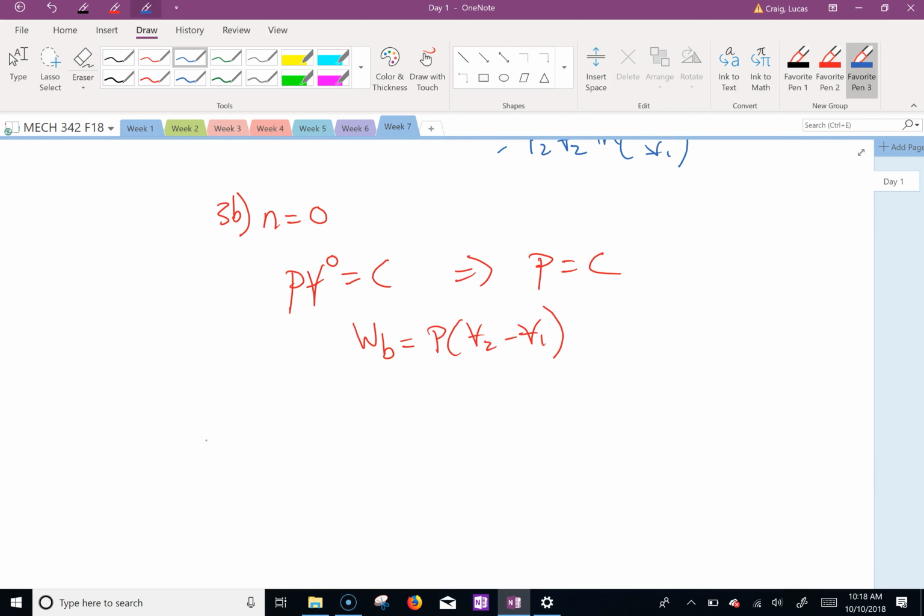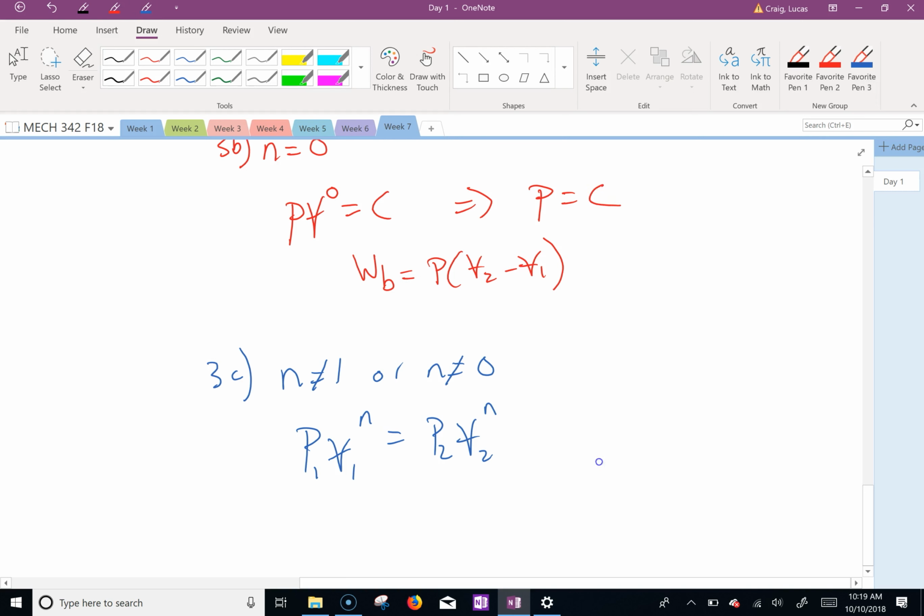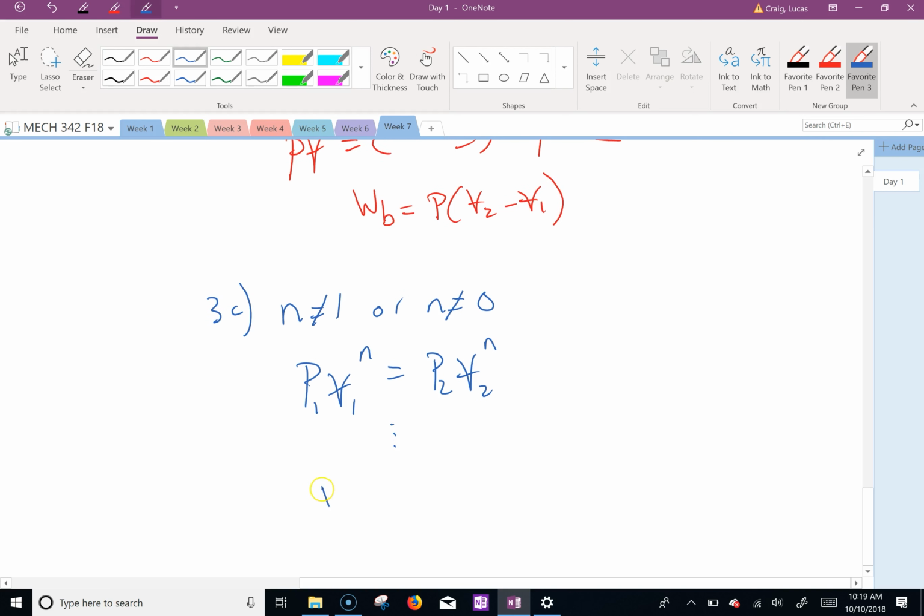All right. And then 3c. So n can't equal 1 or 0. So anything else other than those 2, you get P1V1 to the n equals P2V2 to the n. And this one gets a little tricky, but I'll just give you the boundary work equation. And you could try this on yourself at home if you want.